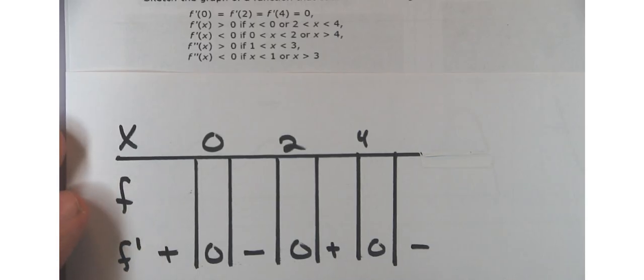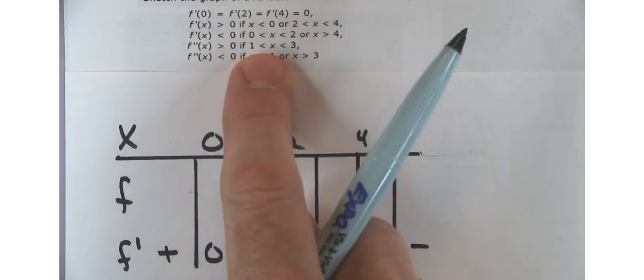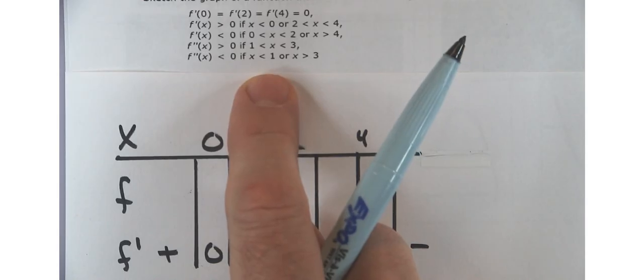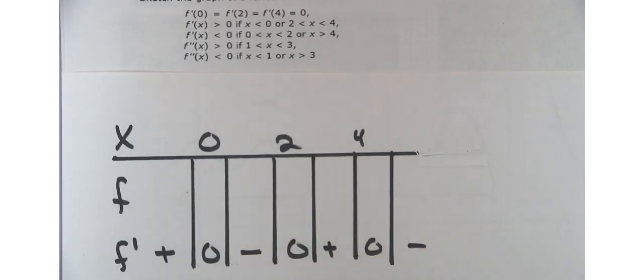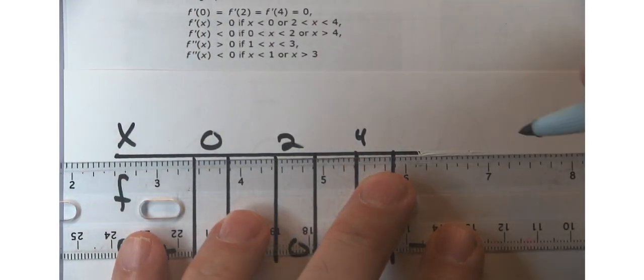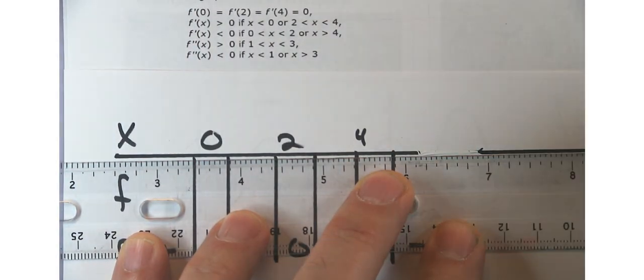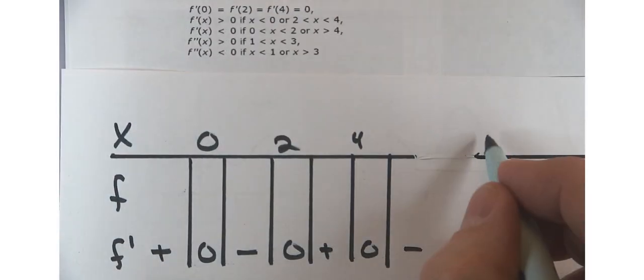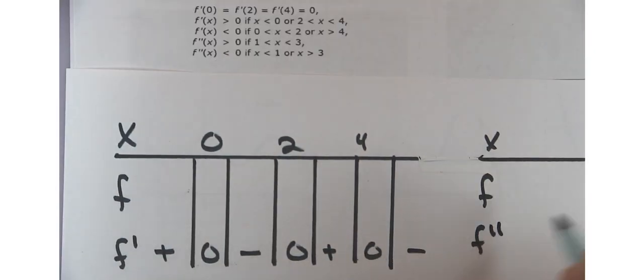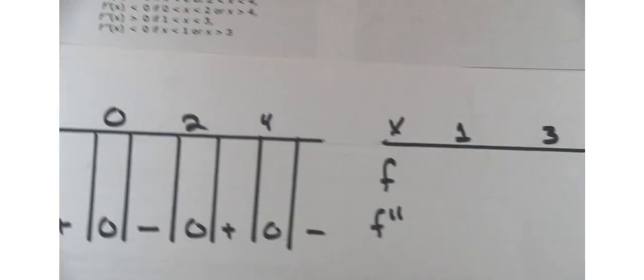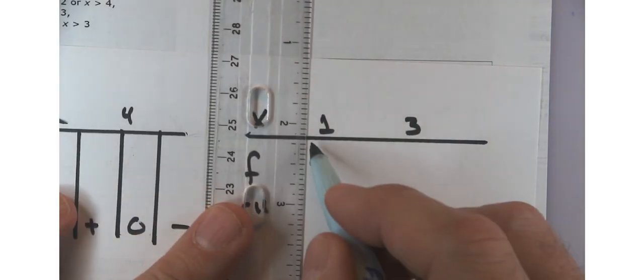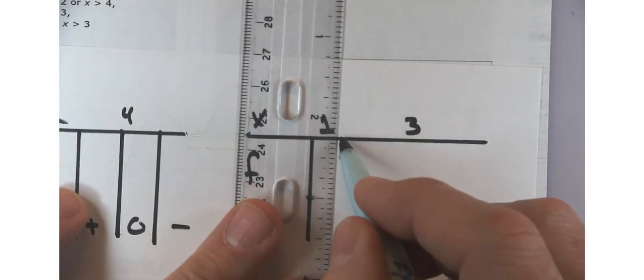f double prime of x, they don't tell us where it's equal to 0 or not equal to 0. They just say that it's greater than 0 between 1 and 3 and less than 0 to the left of 1 and to the right of 3. So I'm just going to write down a few points here. So we've got x, f, and f double prime. We've got points at 1 and 3. So we're going to do the same thing for those that we did for the first derivative.